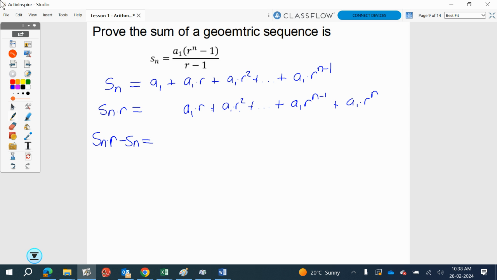Right. So what happens? When we take this term and we subtract that one, it disappears. When we take this term and subtract that one, it disappears. When we take this term and subtract that one, it disappears. So we're left with A1 times R to the n minus A1.